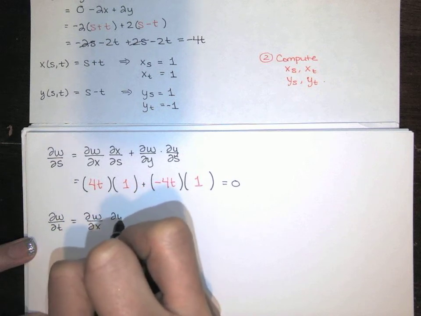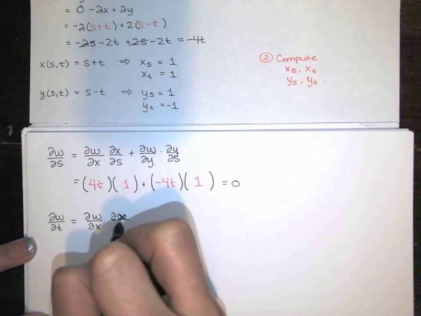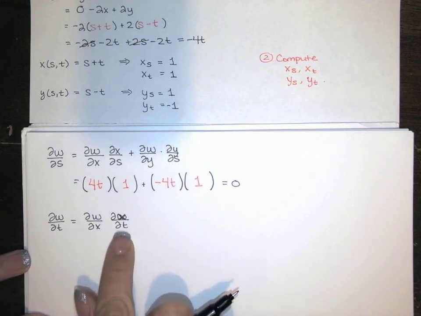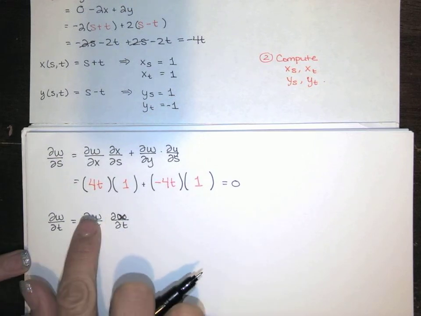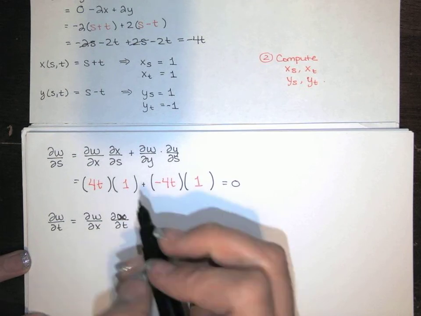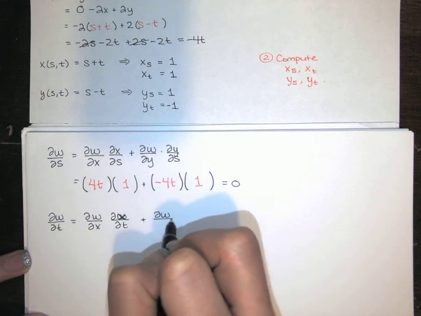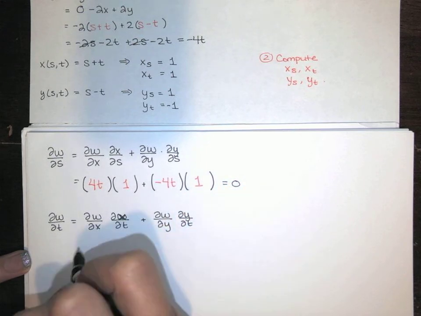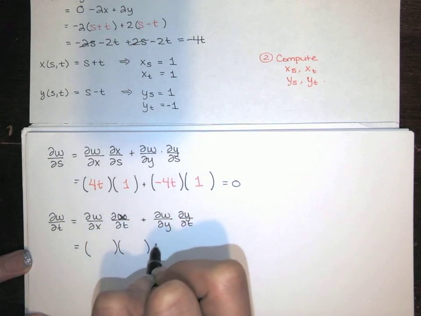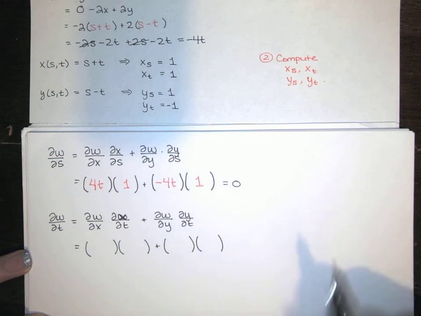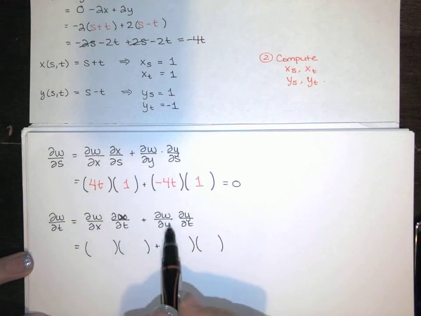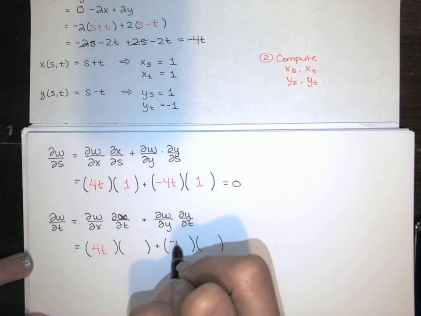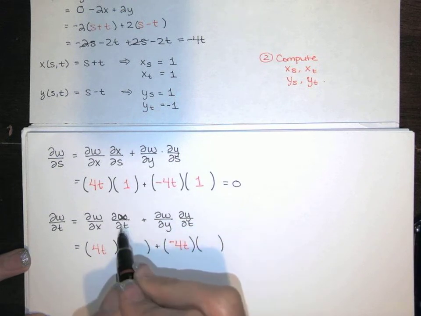Just writing, oops, that's an x. So this is a partial of w with respect to x times the partial of x with respect to t. So this is the change in w with respect to t due to changes in x, plus the change in w with respect to t due to changes in y. Now these two partials, I already wrote those down. They're 4t and negative 4t, so I'm just using those again. And now I just need these two derivatives.